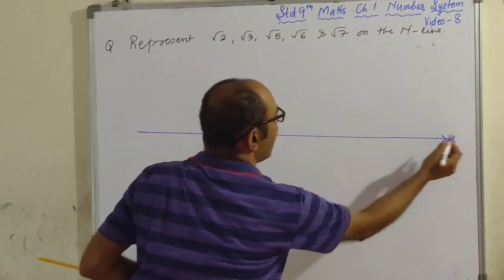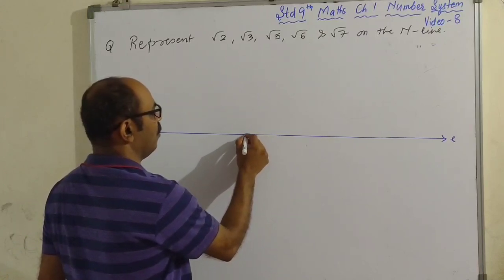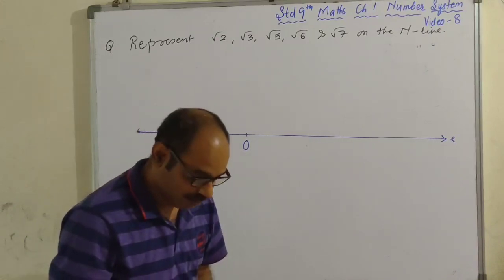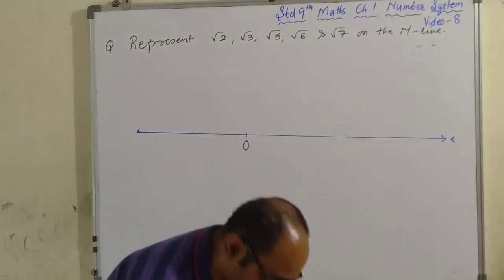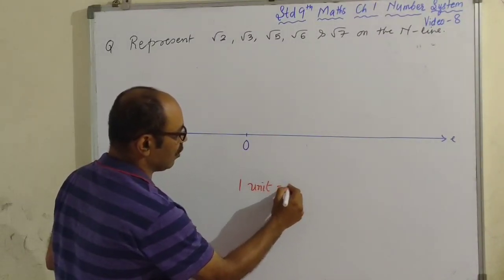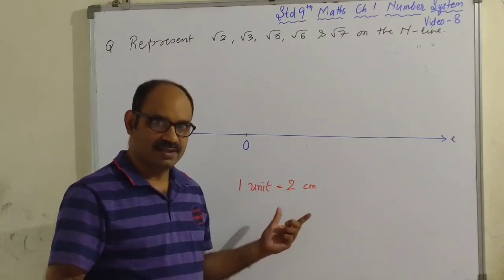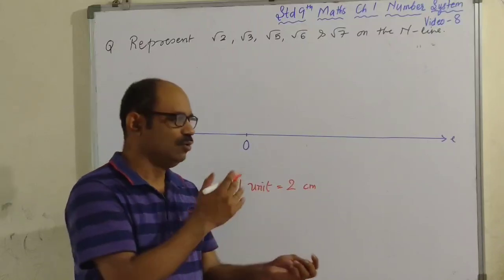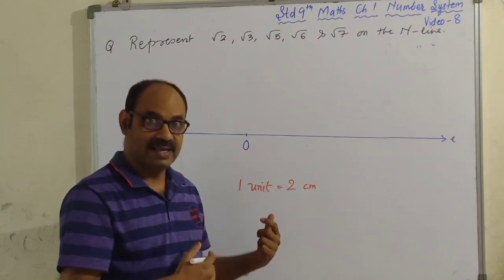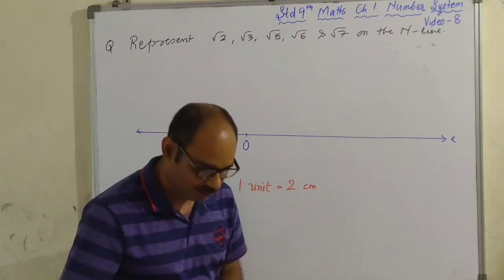This is number line L. Somewhere here I'll put 0. Now at equal distance I will have to choose the unit. 1 unit is equal to 2 centimeters. For you to do in the notebook, this is the best. You can take slightly more than 2, or less than 2. I'll tell you when you can take more and when less as the work proceeds. Fine.